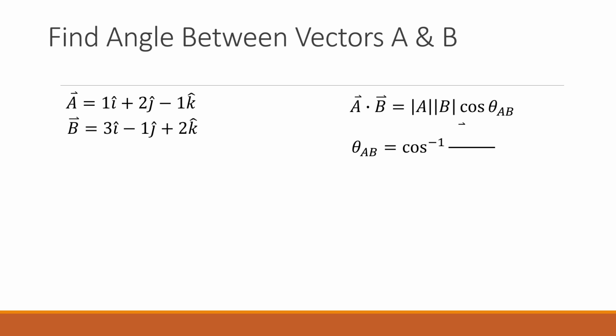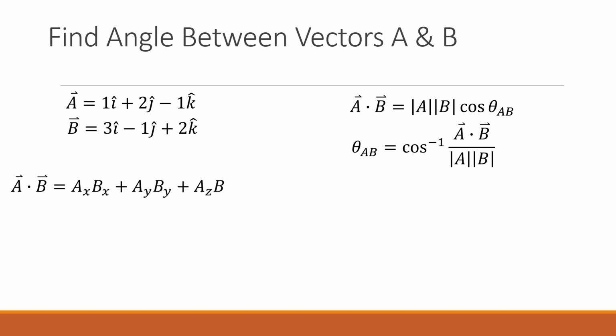So if we rewrite our equation, theta AB equals the inverse cosine, or the arc cosine, of the dot product divided by the product of the magnitudes, the magnitude of A times the magnitude of B. So the dot product of A and B is going to be the x components multiplied together plus the y components multiplied together plus the z components multiplied together.